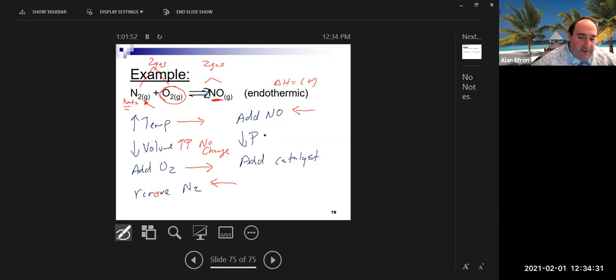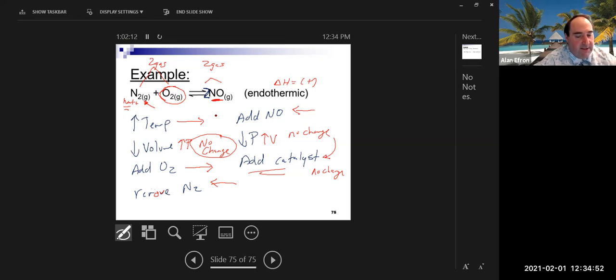Decreasing our pressure, going to increase our volume. Again, we typically want more gas molecules, but it's kind of the same situation as we have here, so no change. And lastly, adding a catalyst will also get you no change. Again, it'll just get you there quicker.